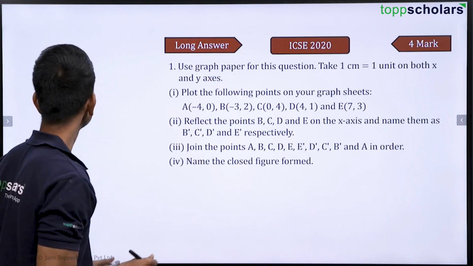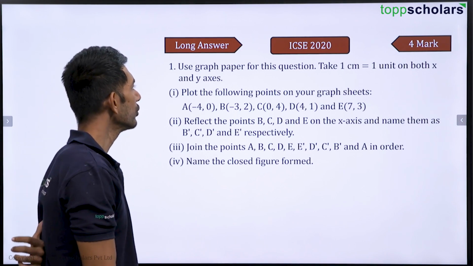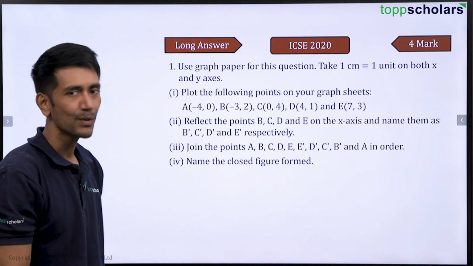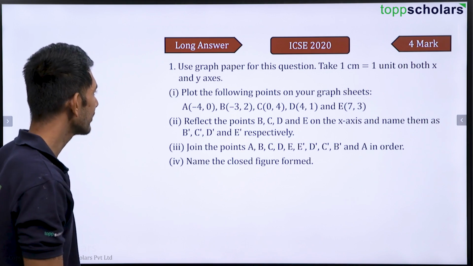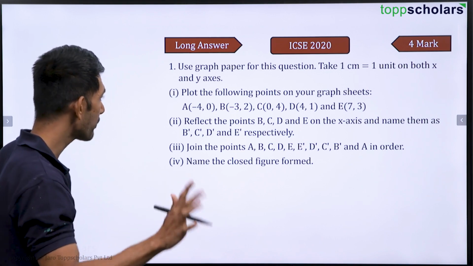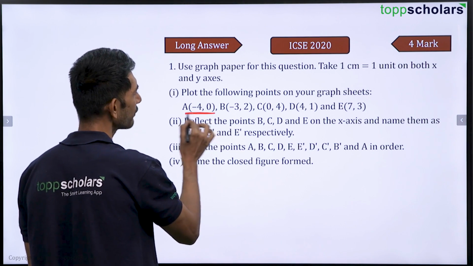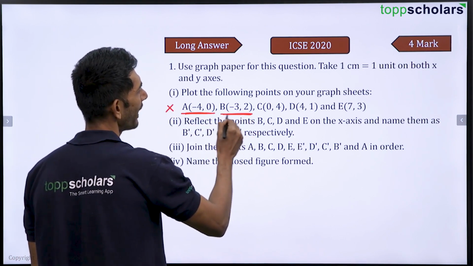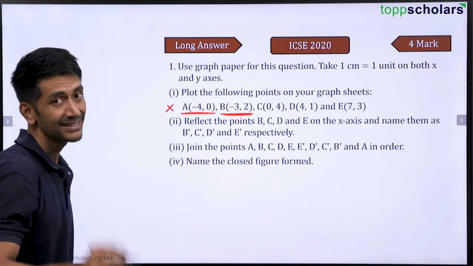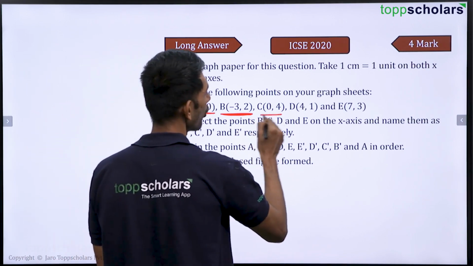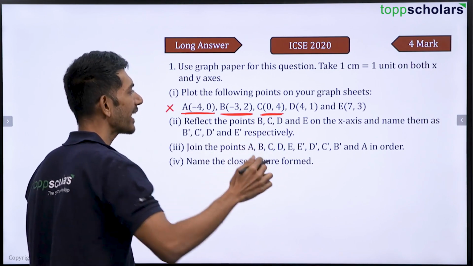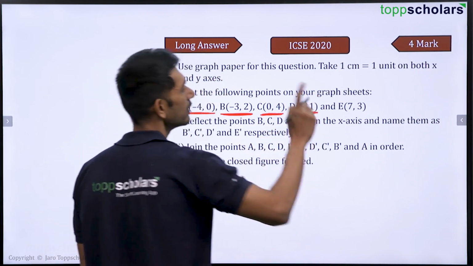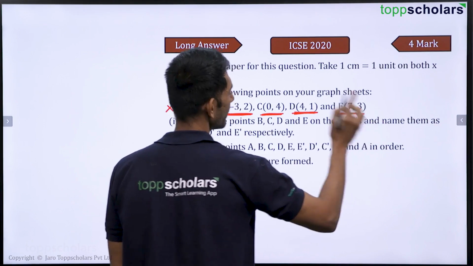So here is a new question. It says, use graph paper for this question. Again take 1 centimeter is equal to 1 unit on both the axes and then plot the points. There are 5 points. Minus 4 comma 0. Something comma 0 that goes on the x-axis. Minus 3 comma 2. Second quadrant, minus plus. 0 comma 4. Y-axis. 4 comma 1. First quadrant. 7 comma 3 first quadrant.